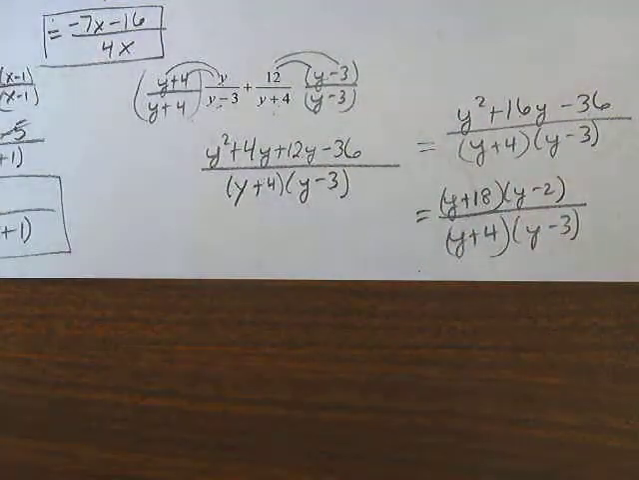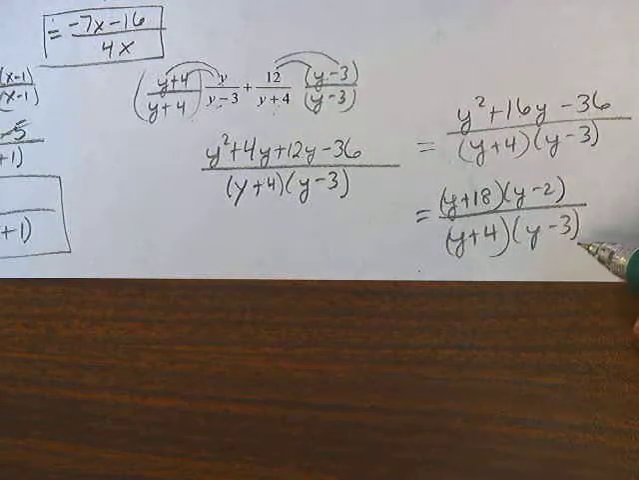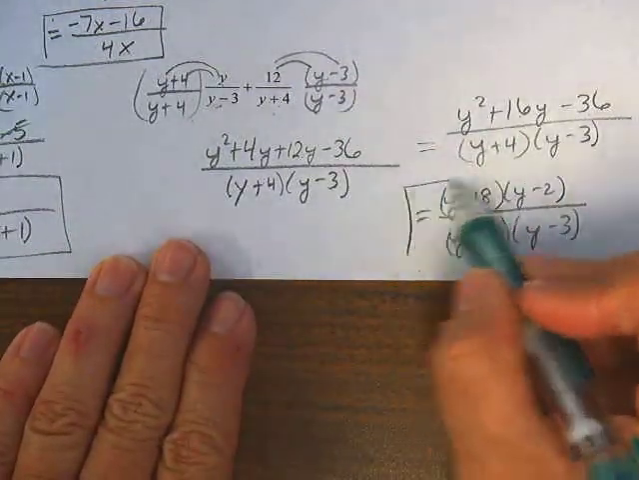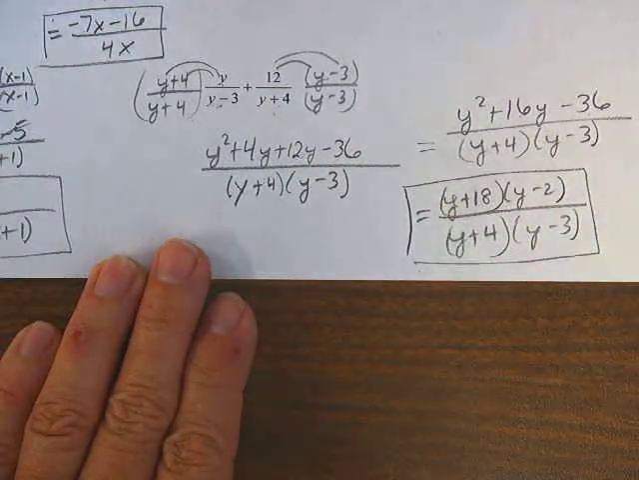Okay, so we factored it. Unfortunately, nothing cancels out from the numerator and denominator. But we've checked at least to make sure that we can't cancel anything. This is our final answer.